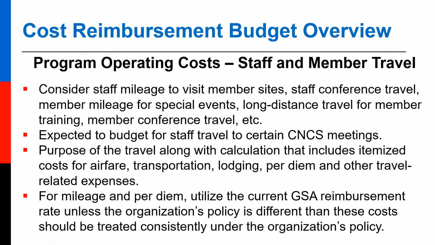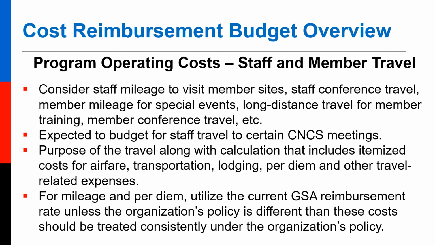The third subsection, section C, is staff and member travel. In this section, you need to consider staff mileage to visit member sites, staff conference travel, member mileage for special events, long distance travel for member training, member conference travel, etc. According to the CNCS application instructions, applicants are expected to budget for staff travel to attend CNCS-sponsored technical assistance meetings, such as the National Service Training Conferences.